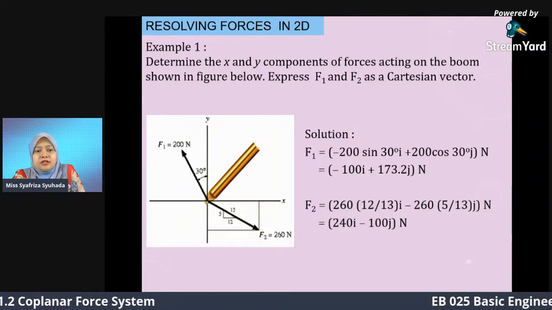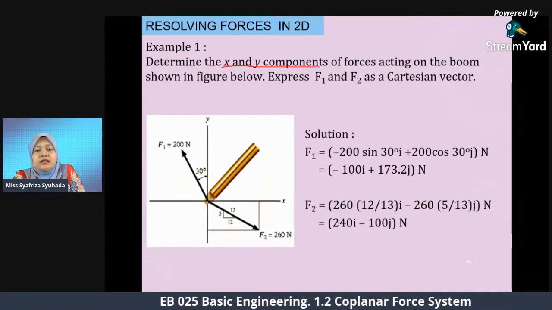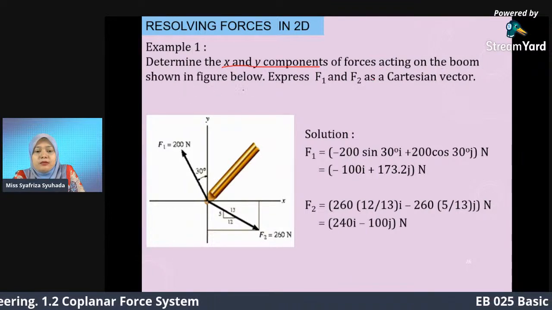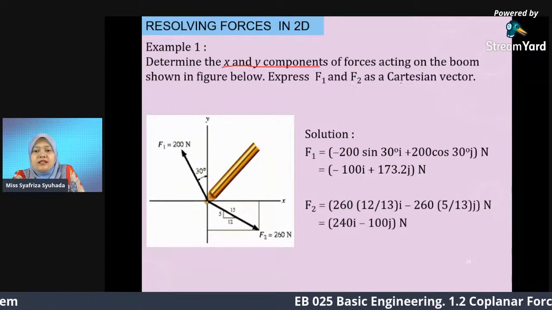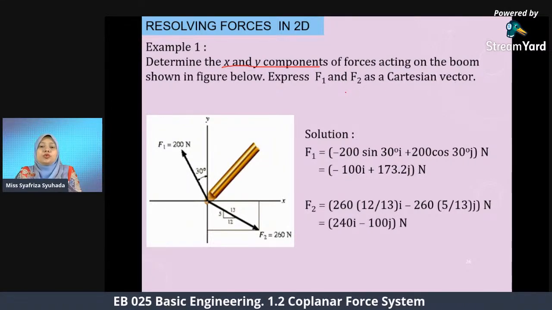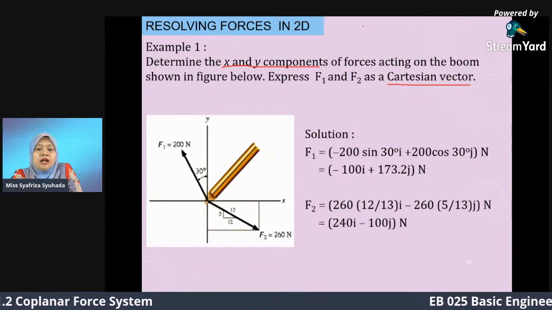Alright. So kita baca soalan dia, example number 1. Determine the X and Y component. Maksudnya dia nak tahu komponen Y dengan komponen X of forces acting on the boom shown in figure below. Alright. Express F1 and F2 as a Cartesian vector. Maksudnya jawapannya dalam bentuk I J. Bila ada perkataan Cartesian vector, jawapan dalam bentuk I J.